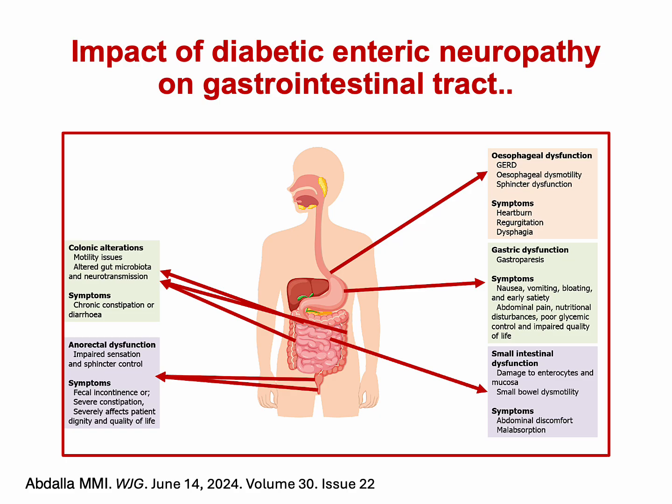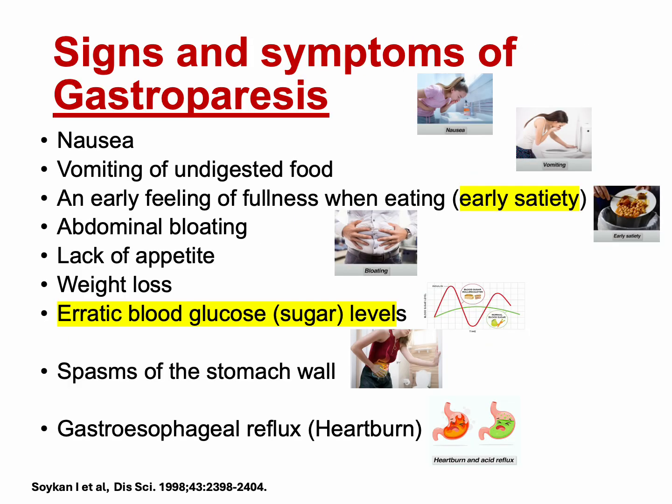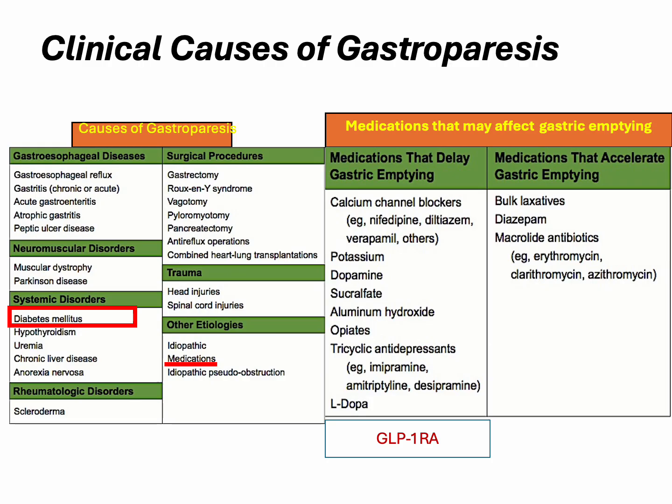Now, the effect of diabetic enteric neuropathy on the GI tract includes impaired motility and coordination, contributing to symptoms like gastroesophageal reflux disease or GERD, or gastroparesis, and others. Now, gastroparesis, caused by delayed stomach emptying, leads to vomiting, abdominal pain, and weight loss. It increases the risk of malnutrition and poor absorption of oral medication, worsening glycemic control in DM patients.